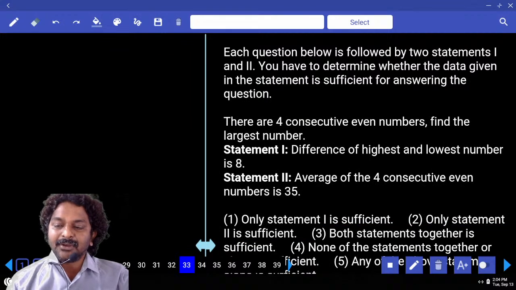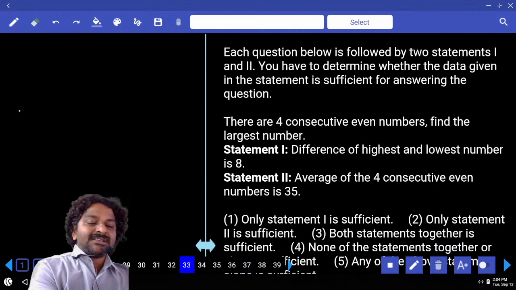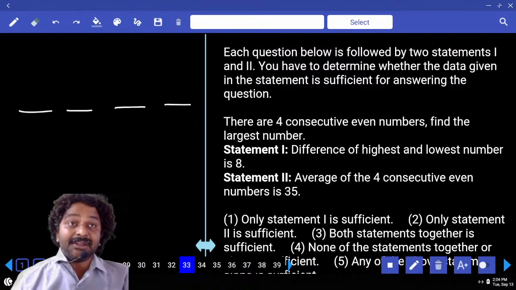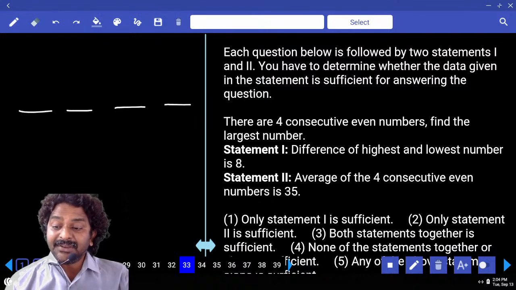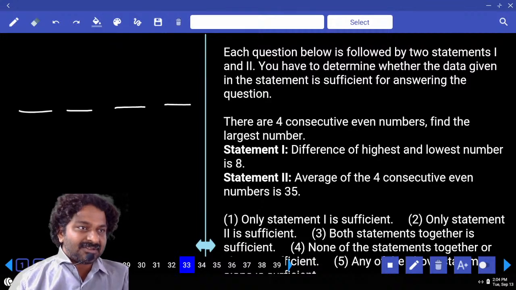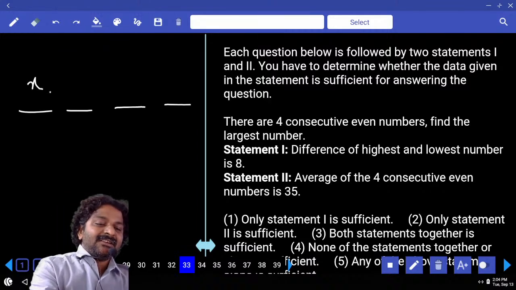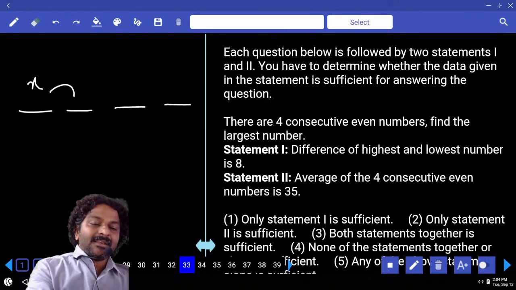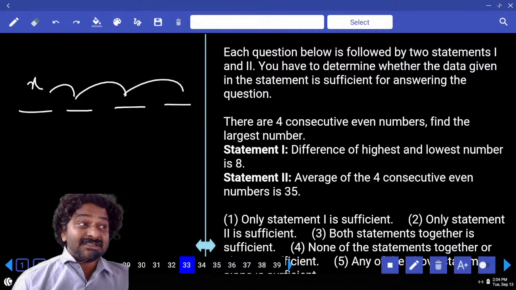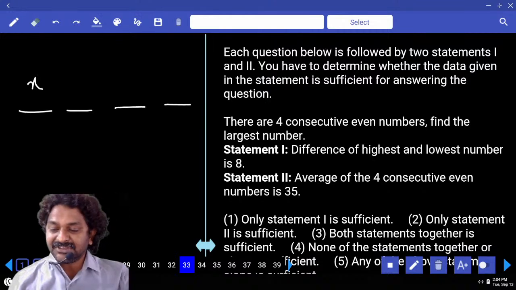Next, there are 4 consecutive even numbers. Find the largest number. All are consecutive even numbers and we need to identify the largest. The difference of highest and lowest is 6. If it is x, next number, last number, what is the difference? 6. So is the first information sufficient?